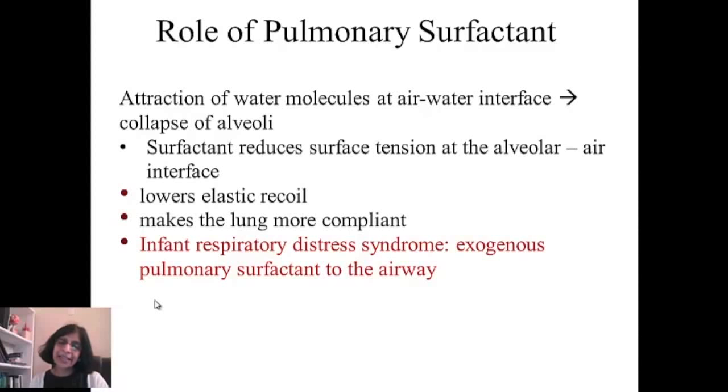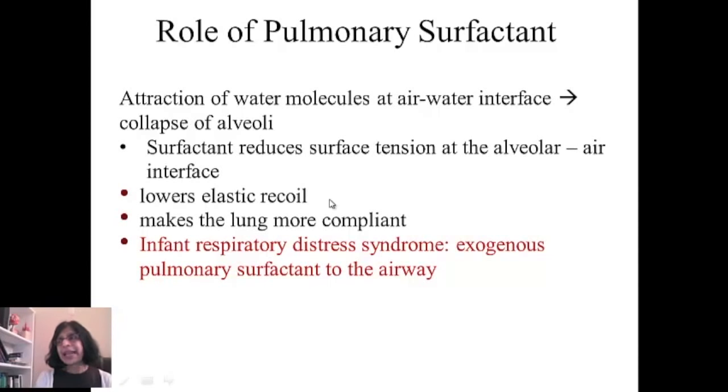That's being attracted to another water molecule. So that is what is going to collapse the alveolus. Surfactant, which is actually a lipid-protein mixture coated over the alveolar wall, prevents this interaction between water molecules, prevents surface tension, prevents collapsing of the alveolar walls.